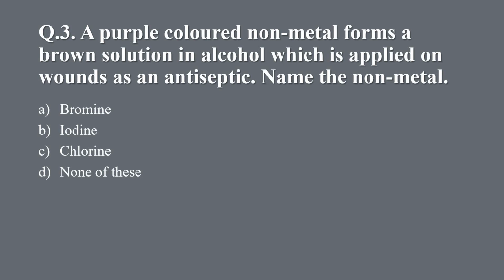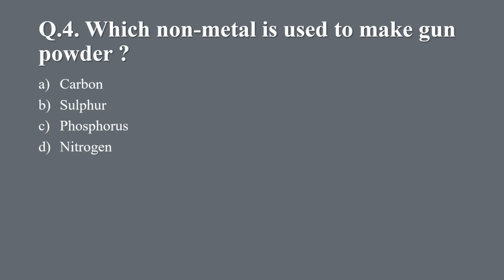Question 3. A purple colored non-metal forms a brown solution in alcohol, which is applied on wounds as an antiseptic. Name the non-metal. A. Bromine, B. Iodine, C. Chlorine, D. None of these. And your right answer is B. Iodine. Question 4. Which non-metal is used to make gunpowder? A. Carbon, B. Sulfur, C. Phosphorus, D. Nitrogen. And your right answer is B.